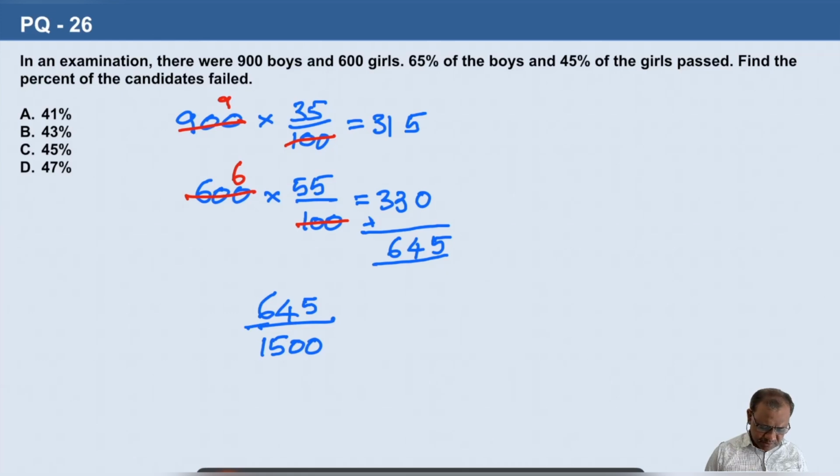We need to find out the percentage. Simplify this. 2 zeros will get cancelled and cancel by 15. 15 4s 60. 45 remains. 15 3s are 45. What is remaining? 43. That means 43% of the students failed the examination. The correct answer is option B.